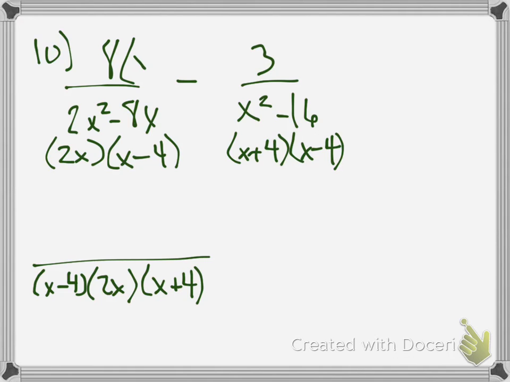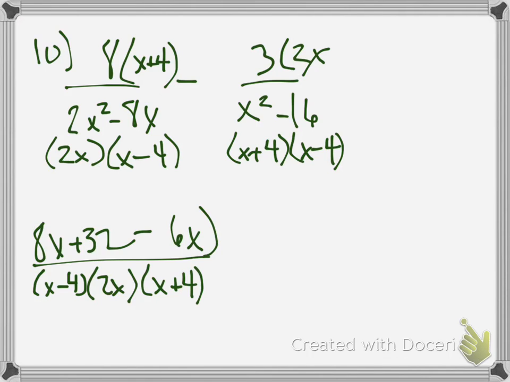That means I'm multiplying this by x plus 4, so that gives me 8x plus 32. And here I'm going to multiply this one by 2x, that will give me minus 6x. I have no idea why I put a parentheses there and didn't put it there. Okay, so 8 minus 6 is 2x plus 32.